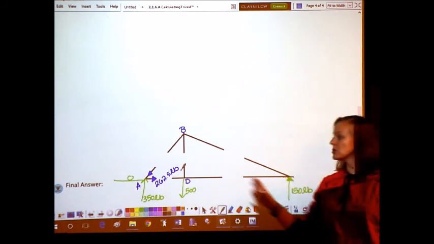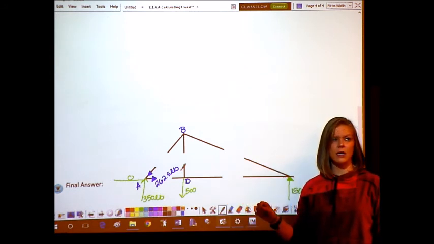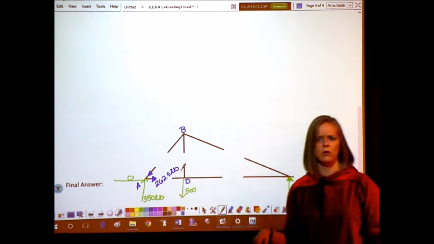Any questions so far? Any of the arrowheads or the numbers? We figured out that AB was, what was AB? 437.5? Is that right?